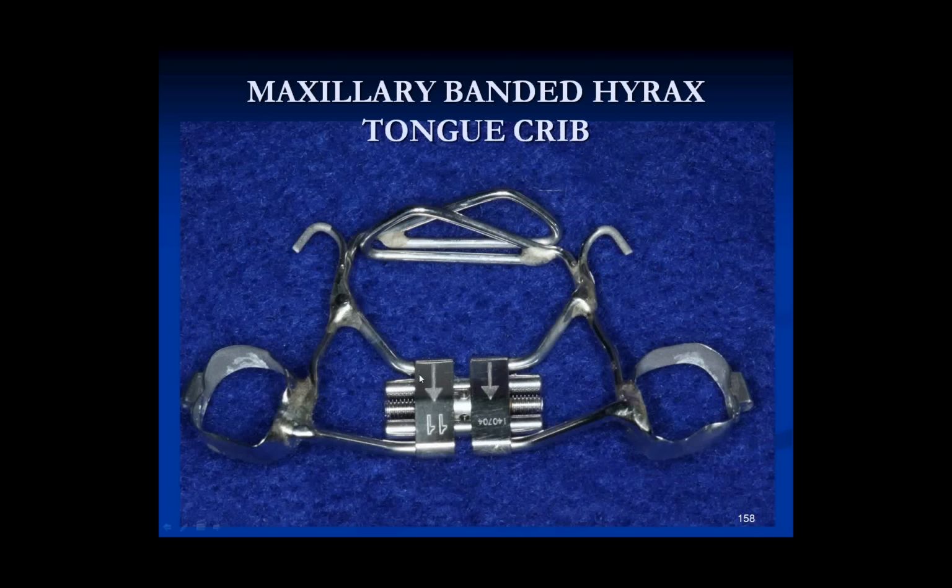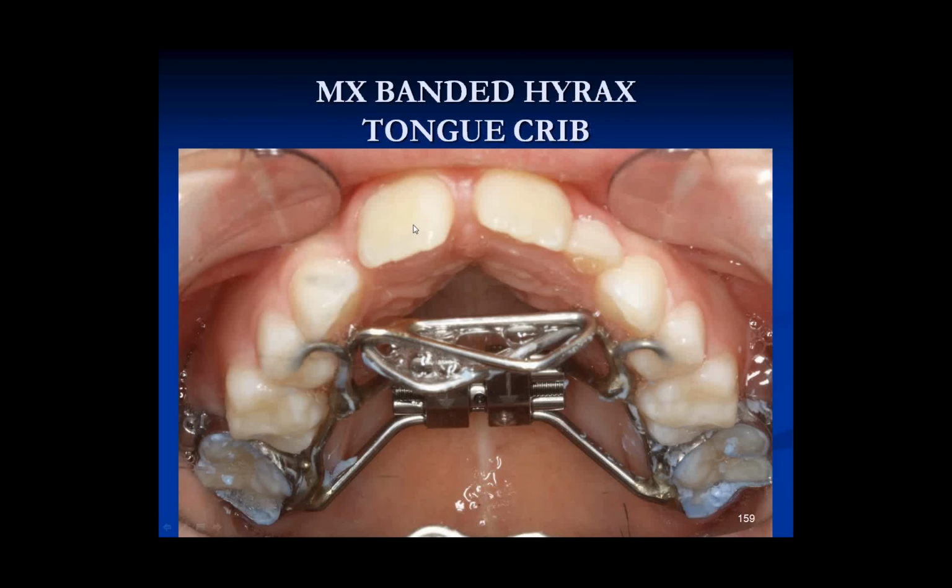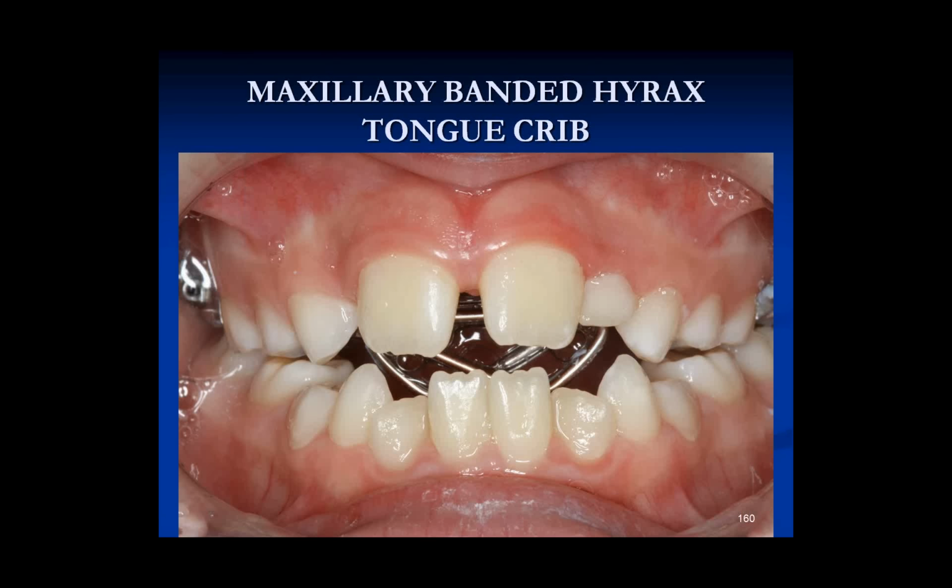So there's the appliance. That's called a Hyrex screw, which the mother has to turn twice a week. And the arrows tell you how to do it, and we give the patient those instructions. And there's that crib at the front. Again, if you don't have the crib, it's not going to work. So if they won't wear a crib, I won't treat them, because that's the only way we can close the bite down is when you fix the habit.